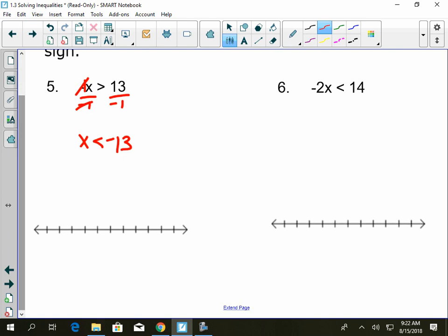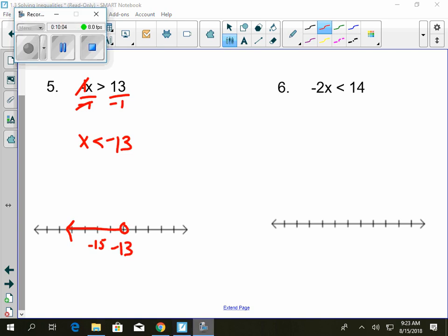Then I graph. So now I'm going to go to -13. Now here is the hard part. Is x bigger than -13 or less than -13? X is less than. Whenever it's less than, which way do you go? You go left. That doesn't make a whole lot of sense to some people because this right here is -15. But negatives are the opposite. The bigger the negative, the smaller the value. Okay? Go ahead and pause the video and do number 6.